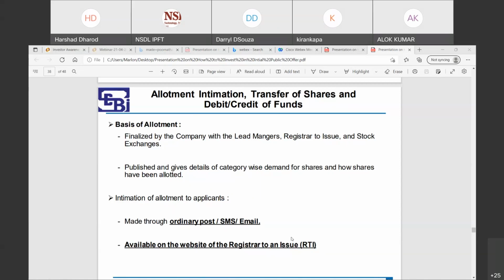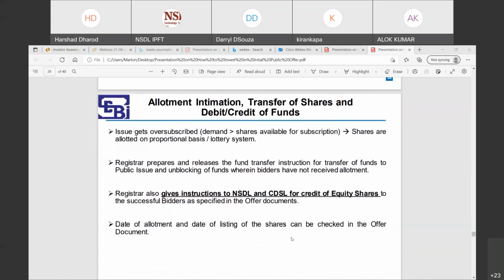Post that, the intimation will be given by the depositories to all the shareholders to whom the allotment has been done, through SMS, and then there will be fund blocking. Those who have got the allotment, their funds will be blocked, and those who have not got the allotment, their funds will be refunded. Yeah, can we move to the next slide?